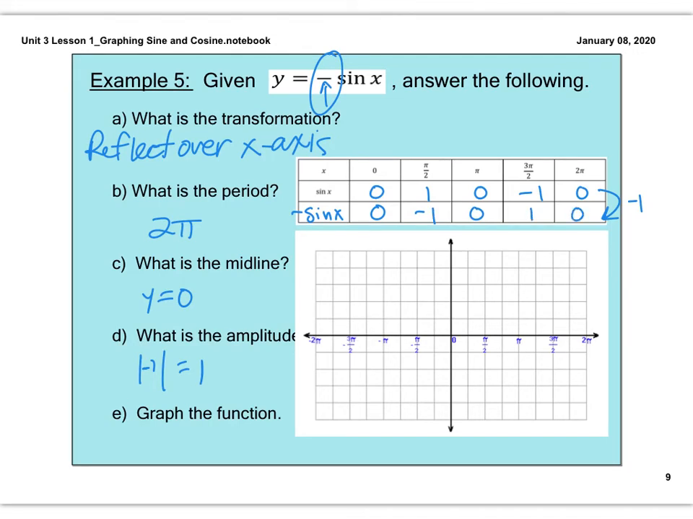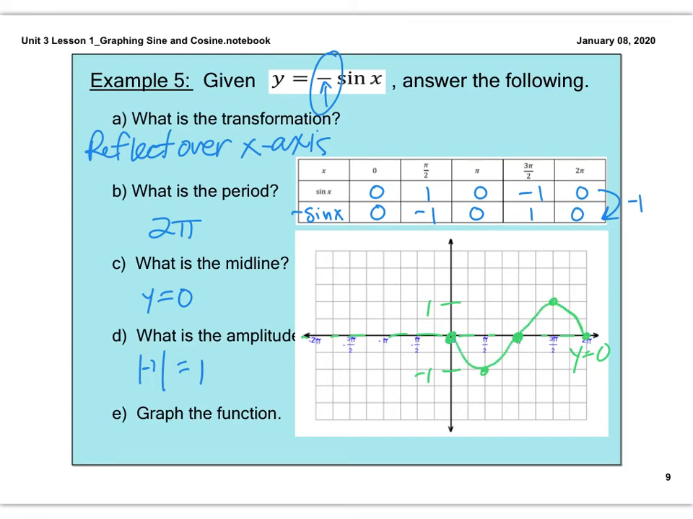So if we graph our midline, it's going to be still at y equals 0. And then we're going to graph the top and bottom rows of our chart here. So sine, at 0 radians, is going to be at 0. Then at pi over 2, we're going to be at -1. I'm going to count by halves. And then at pi, we're back at 0. And then at 3 pi over 2, we're at +1. And then we're back at 0 by 2 pi.